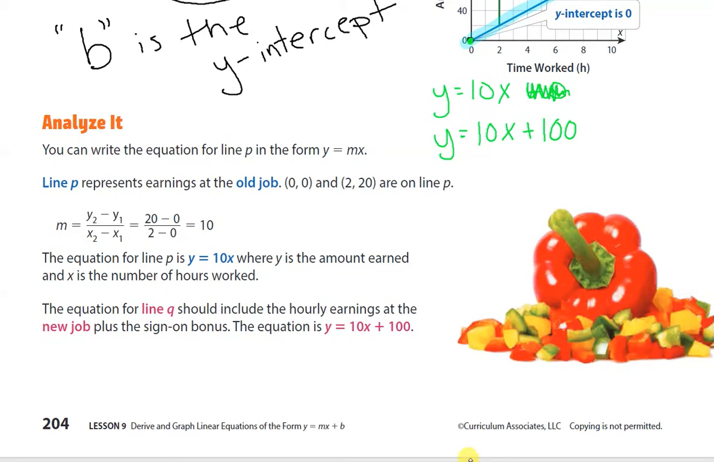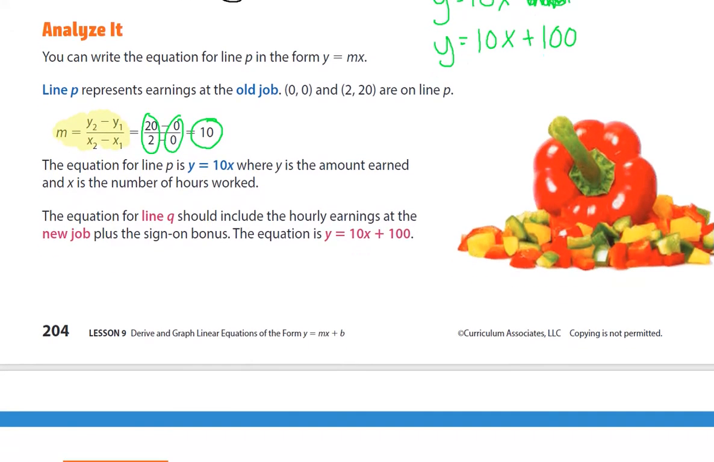Okie dokie. For the analyze it, they're just showing you here, if you recall the formula way to find slope, instead of looking at the graph and literally counting the rise over the run, you could pick 2 points. They picked 0, 0 and 2, 20, and they derived the slope that way. You're welcome to do it that way. In fact, a lot of times you'll have to do it that way, so you probably should get used to it. And then the equation for line Q includes the hourly earnings at the new job plus the sign-on bonus. So here's the sign-on bonus, the $100.